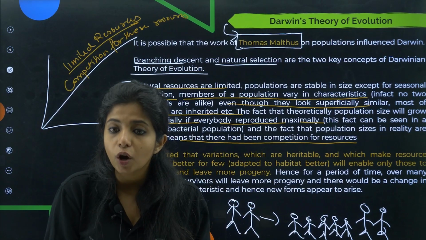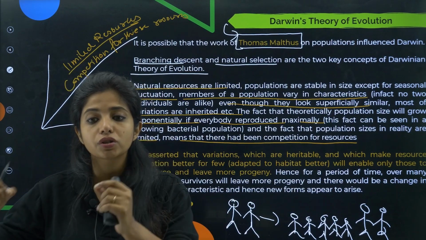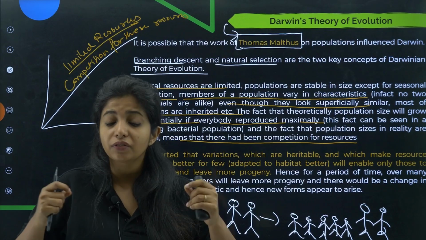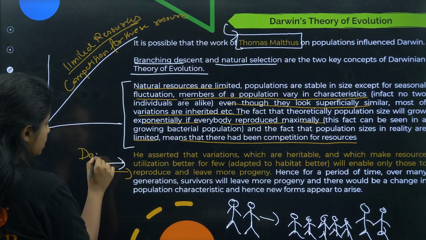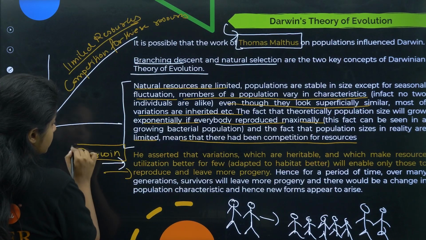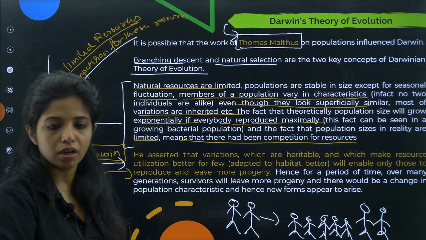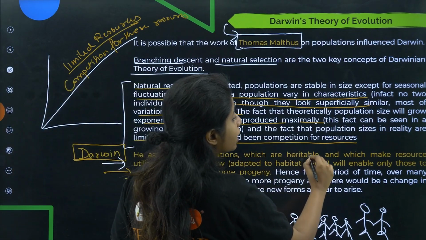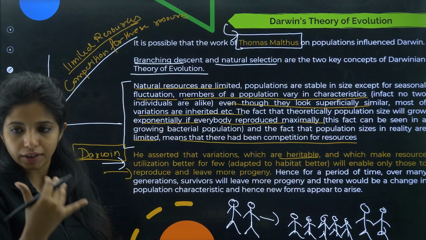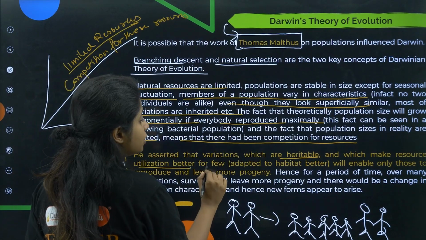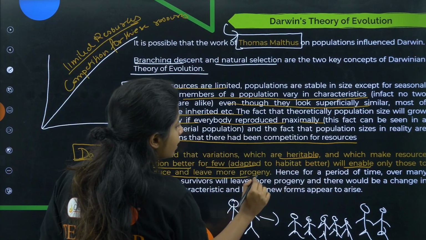Now, who will survive in this competition? The ones who are perfectly fit to survive, who have those variations to survive. This is something that was said by Darwin. So he asserted that variations which are heritable, and which make resource utilization better for a few, will enable only those to reproduce and leave more progeny.